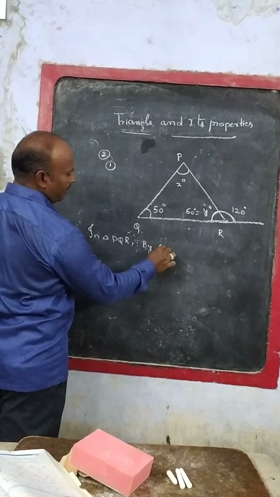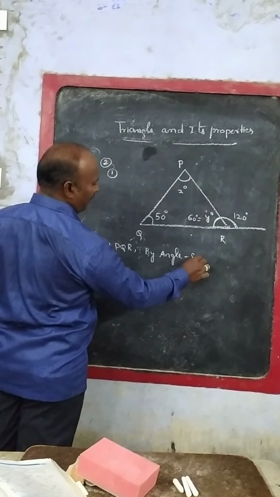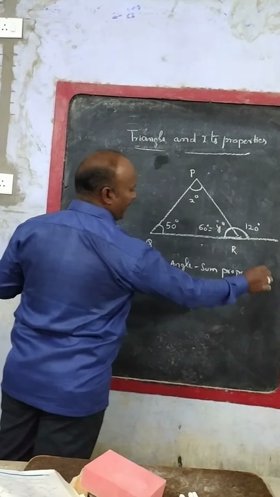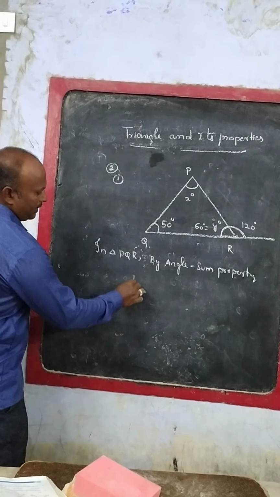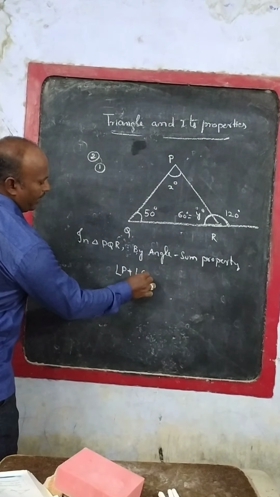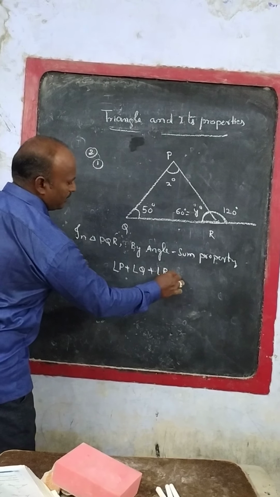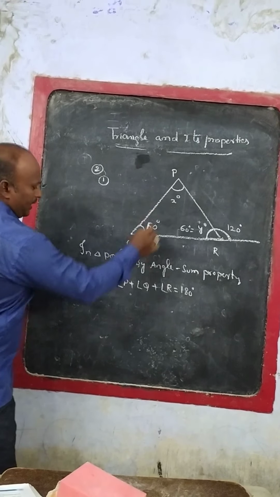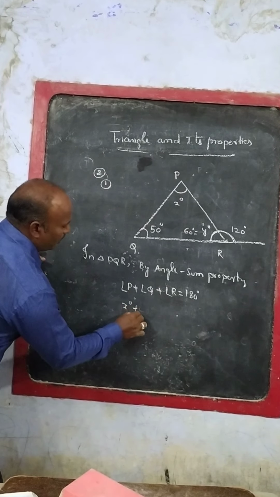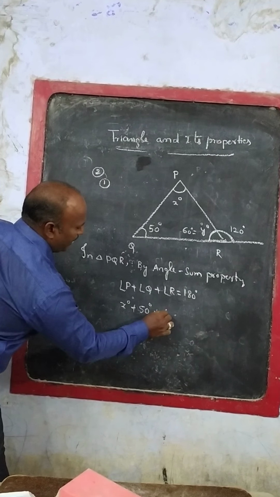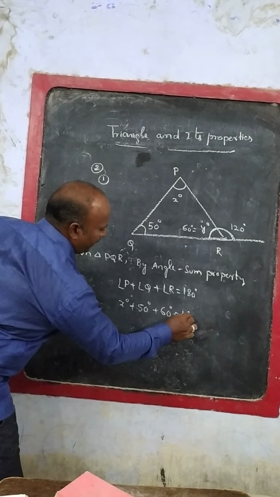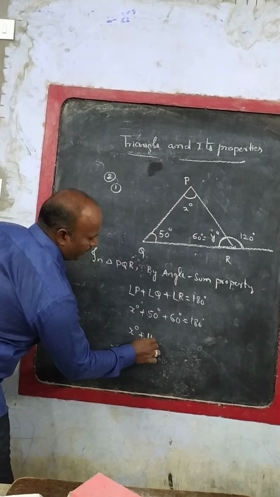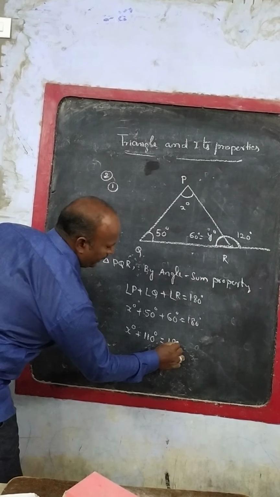By using the angle sum property, the sum of three angles in a triangle is 180. That means angle P plus angle Q plus angle R is equal to 180 degrees. Angle P, that is x degrees, plus angle Q 50 degrees plus angle R 60 degrees is equal to 180 degrees. Therefore x degrees plus 50 plus 60, 110 degrees, is equal to 180 degrees.